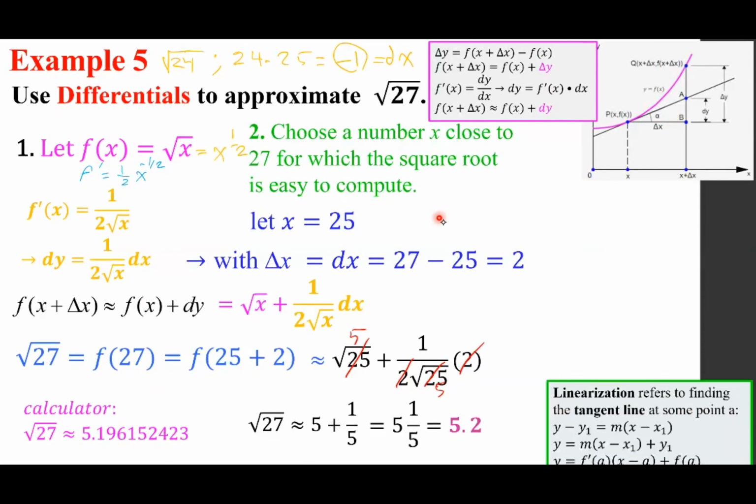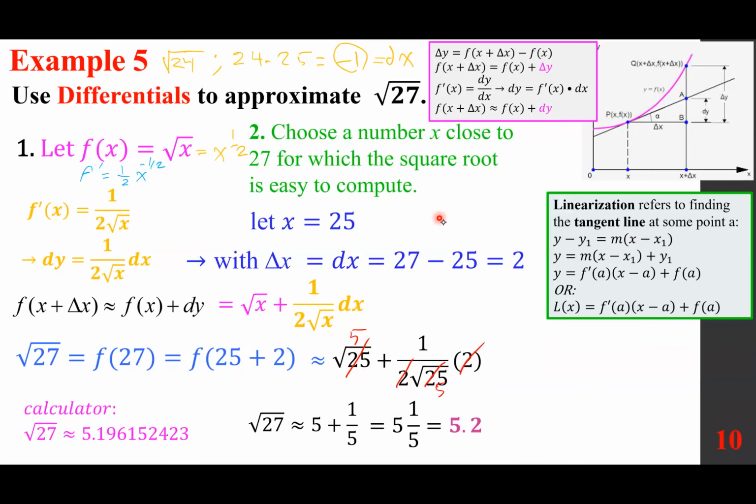Here's the second method, linearization. So I'm going to use the point slope formula, everybody, which means I need two things. I need a pair and I need the slope. What is my pair? Plug in 25 here, you get 5. So if I plug in 25, the pair is 25 comma 5.